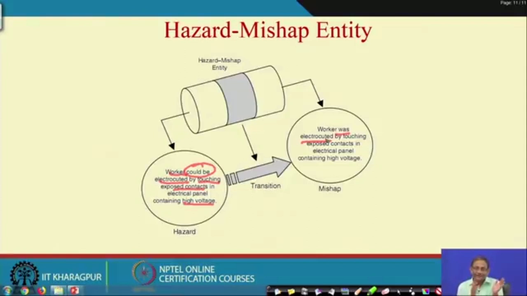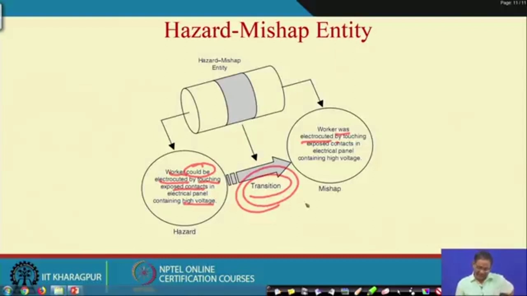So, could be electrocuted is a condition and was electrocuted is an event. And then what way it has happened? By touching exposed contacts in electrical panel containing high voltage. So, there is no difference here also, by touching exposed contact in electrical panel containing high voltage. So, this is the transition that worker could be electrocuted condition. You must know and accordingly you put barrier so that it will not happen. But if you do not do anything, what will happen? This will ultimately realize into accident. Safety engineer must understand that how this potential state will convert it to accident state, this transition. I am repeating the word transition.